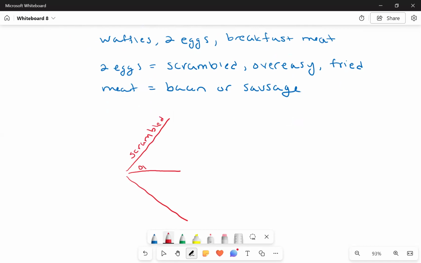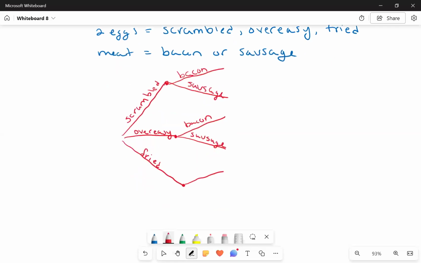This one's over easy. And then fried. Okay. Then from here, I'll just kind of put little dots at the end for endpoints. We then have a choice between bacon or sausage. But every one of these has that option. So here we could have bacon or sausage. Bacon or sausage. And what this does is it shows us all the possible breakfasts we can have from here.